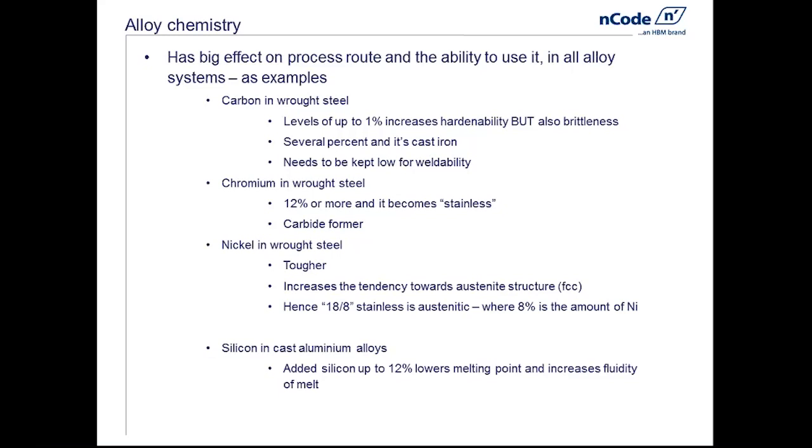If you add silicon to those, you increase the fluidity of the melt, and you also enable it, to a greater or lesser extent, to be hardened and age-hardened. If you add it up to 12%, you end up with a eutectic composition, which is the lowest melting point of the aluminium alloys in general use. But generally, you have less than that.